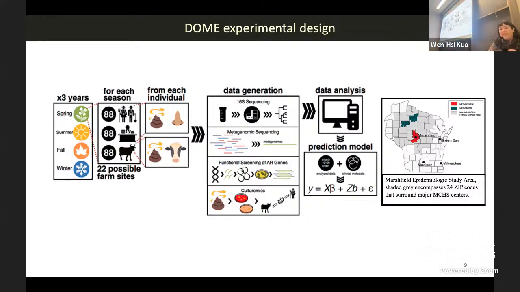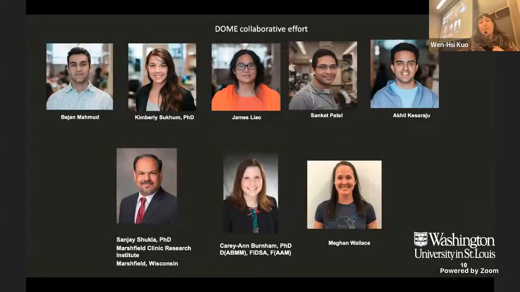I have to say that this is a big collaborative effort. I didn't collect these samples. Our collaborators in Wisconsin did, and I couldn't have done it without the help of these fabulous people, helping process hundreds of samples and doing different parts of the pipeline.